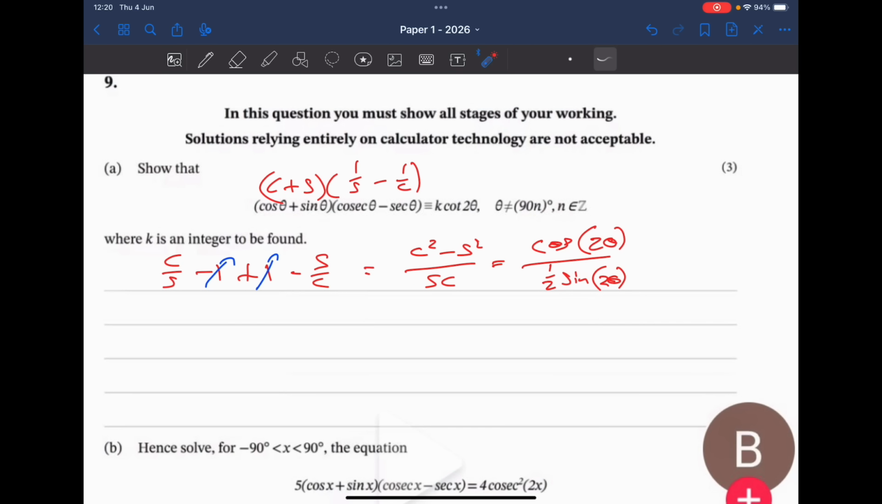So putting those together, we've got a half on the bottom. That becomes a 2 on the top. And a cos over a sine, which becomes a cot.